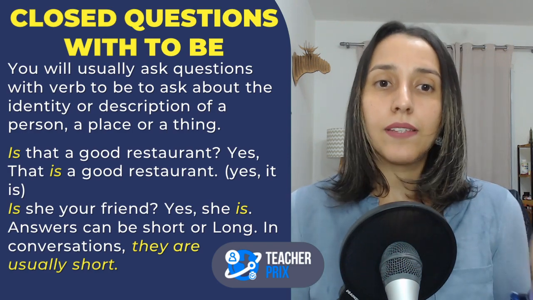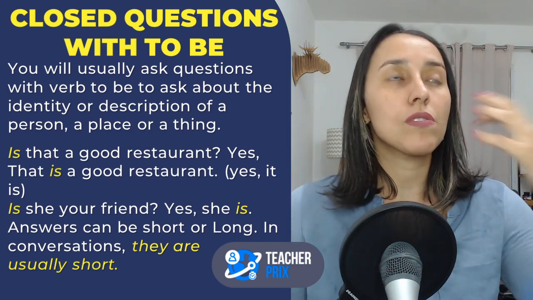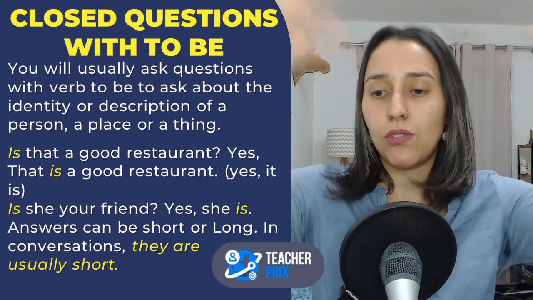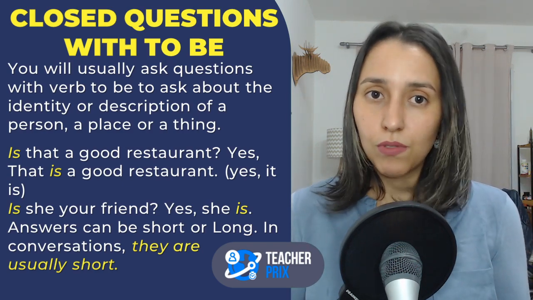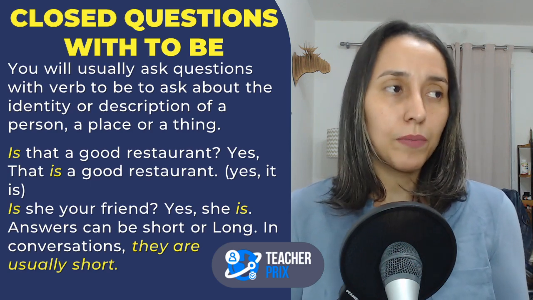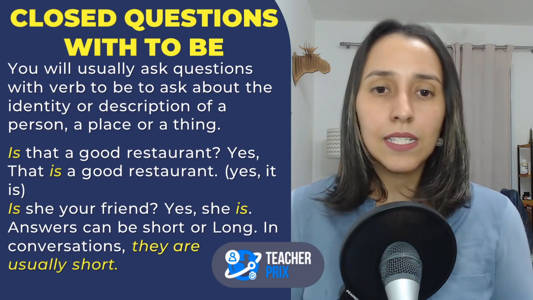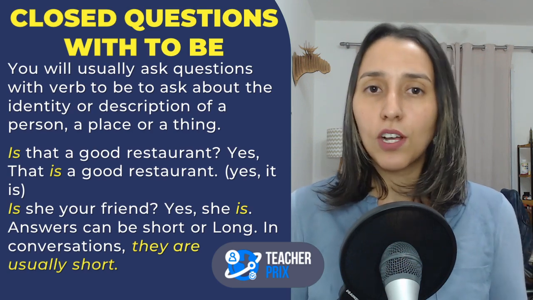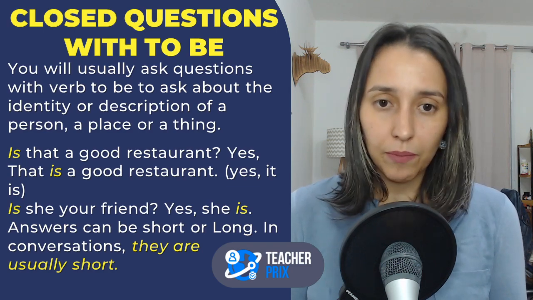You will usually ask questions with verb to be. Okay, Priscilla, can I use questions with verb to be all the time? Is it okay to just use questions with to be? No, you don't need to use verb to be all the time. Unless you want to ask about, usually the most popular cases are when you want to know the identity or description of a person, of a place, or of something.